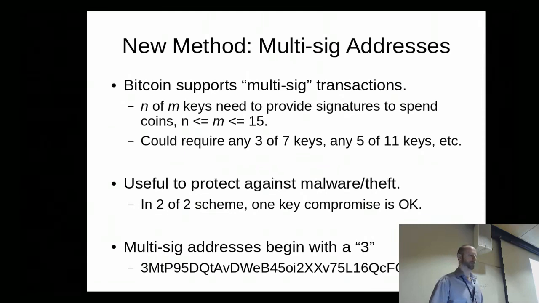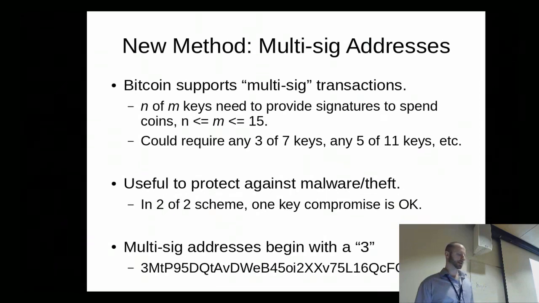here's M public keys, and to spend these coins, any N of them are needed, and that's up to 15. So what you can do is you can say, all right, well here's 7 keys, and in order to spend these coins, any 3 signatures need to be present. Or you can say, here's 11 keys, any 5 of these need to be present.